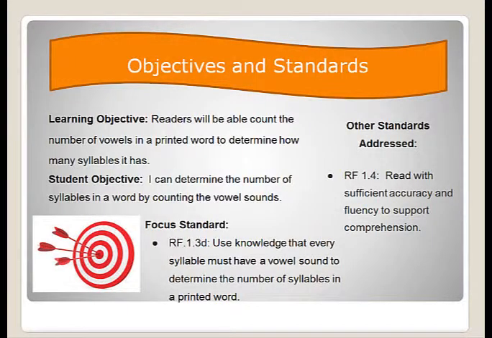The learning objective for this course is that readers will be able to count the number of vowels in a printed word to determine how many syllables it has. The student objective is that students will be able to determine the number of syllables in a word by counting the vowel sounds. The focus standard is Reading Foundational Skills, First Grade Phonics and Word Recognition 3D, which is to use knowledge that every syllable must have a vowel sound to determine the number of syllables in a printed word. Another standard that is addressed is Reading Foundational Skills 1-4, Read with sufficient accuracy and fluency to support comprehension.